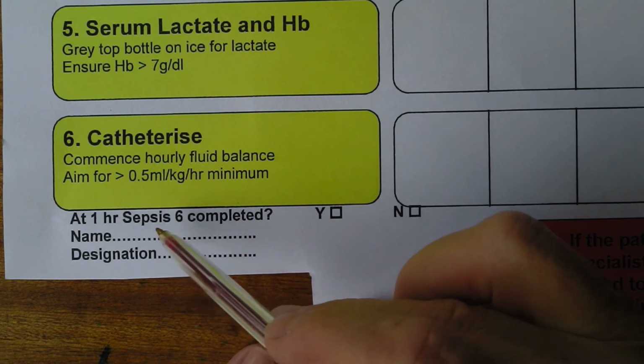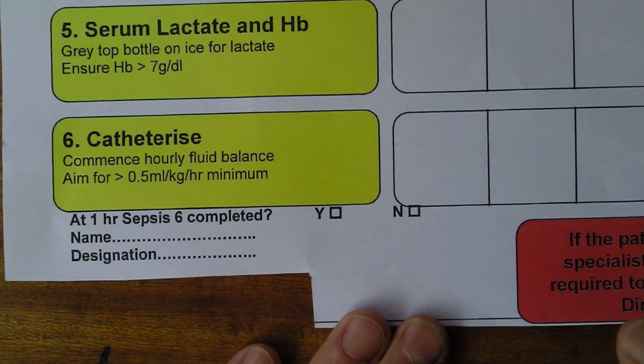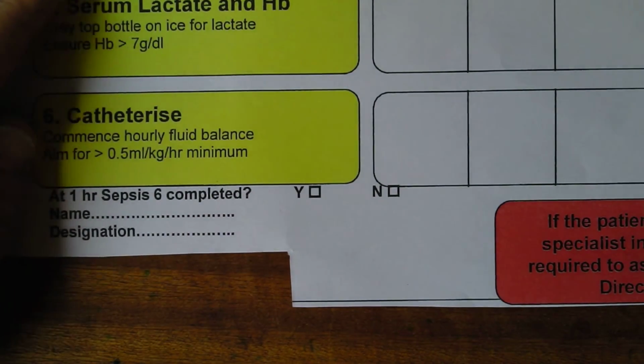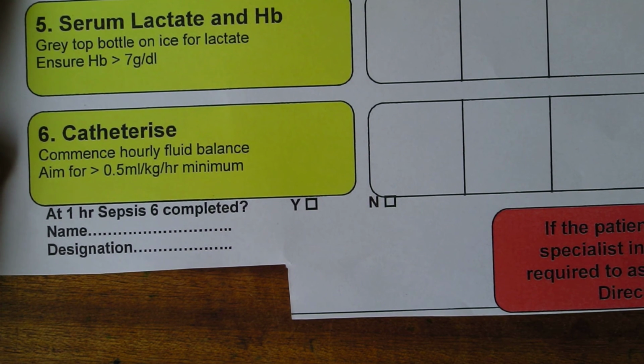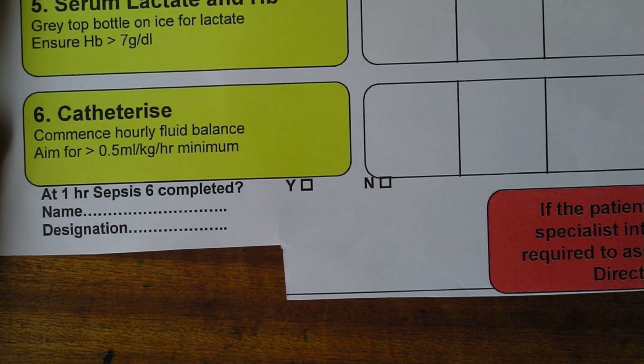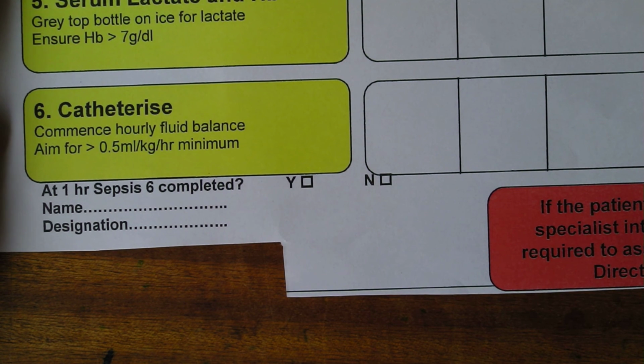Hopefully this is all completed within an hour. At 1 hour, Sepsis 6 completed, and we can sign that in our designation. If the patient fails to improve, specialist intervention may be required to assist with early goal-directed therapy. So we might want to treat infected wounds or burns with debridement, for example.